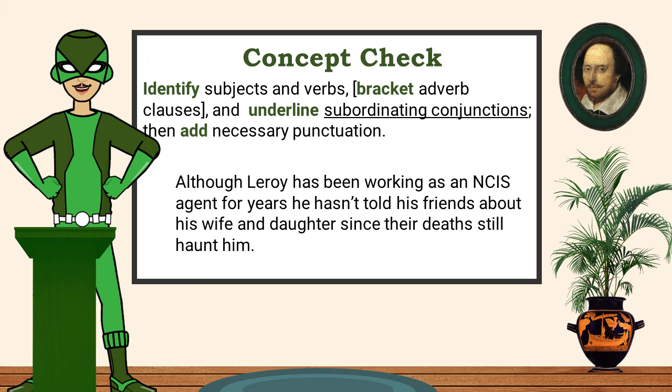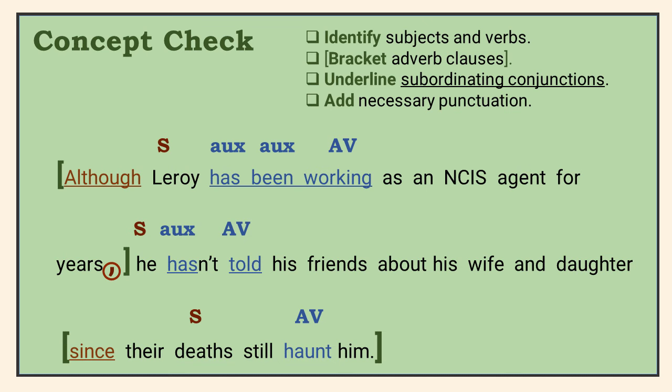Using the 4 steps we reviewed in the Part 1 video, identify subjects and verbs, square bracket adverb clauses, underline subordinating conjunctions, and add necessary punctuation. Pause the video to complete the concept check exercise in your video notes handout. Follow along as we work through the steps. Correct your errors on your handout in a different color.